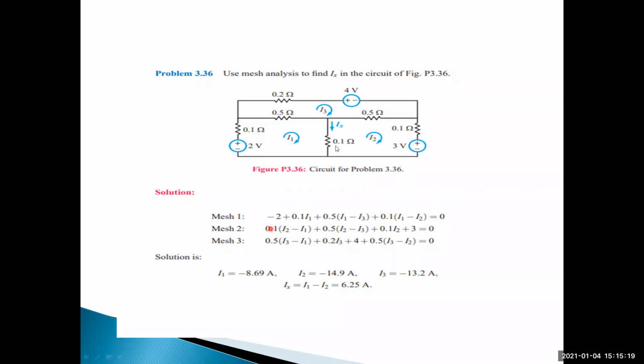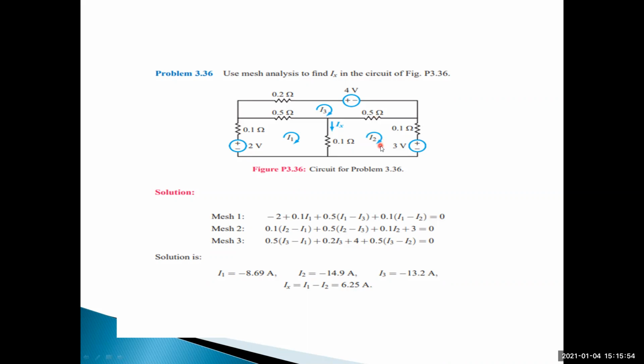And then mesh 2. Start here. 0.1 into this current direction, upward direction. This current direction, upward direction. This current direction, downward direction. 0.1 into I2 minus I1. Understood? 0.1 into I2 minus I1. And then coming to here, interlinking with I3 and I2. That's why 0.5 into I2 minus I3, because we are in the second loop.